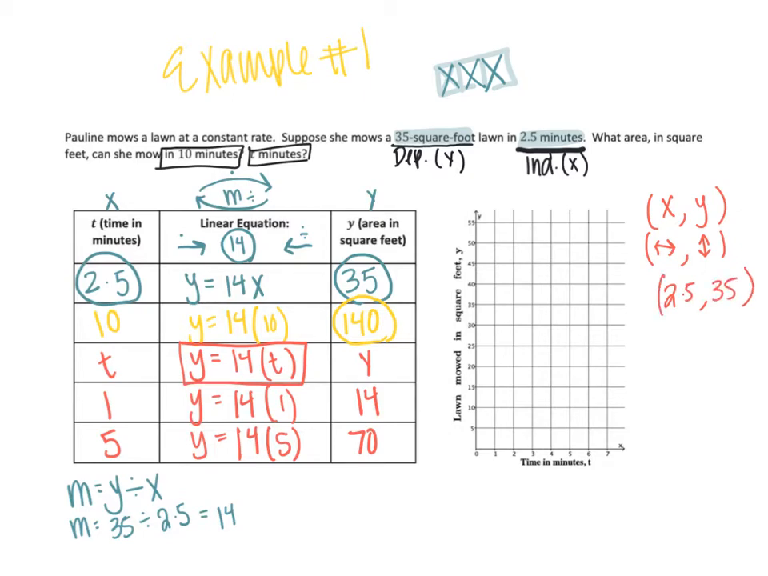All right, so my first coordinate pair is 2.5 and 35. It's the first one they give us. So I'm going to go over 2.5, which is about right here, and I'm going to go up 35, which is right here. So this is my first point.